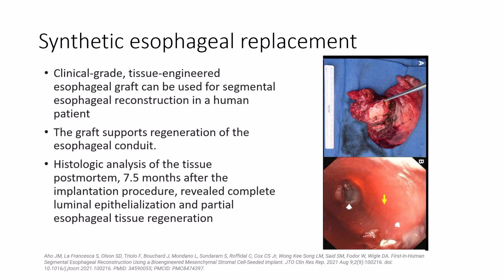Synthetic esophageal replacement has long been investigated. Our group at Mayo Clinic had looked at a clinical grade tissue engineered esophageal graft that could be used for segmental esophageal reconstruction in a human patient based on compassionate use. The graft was able to support regeneration of the esophageal conduit, and histologic analysis of the tissue post-mortem 7.5 months after the implantation revealed complete luminal epithelialization and partial esophageal tissue regeneration. Although the patient expired at 7.5 months, this did prove concept and was used under compassionate FDA granted permission.